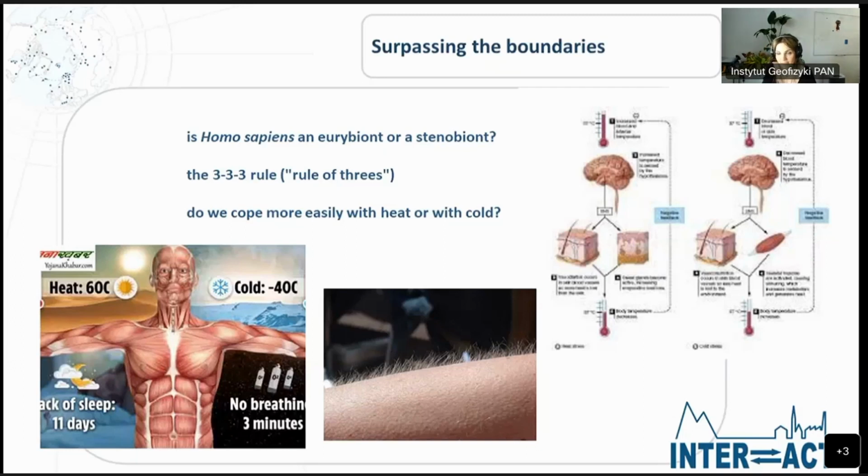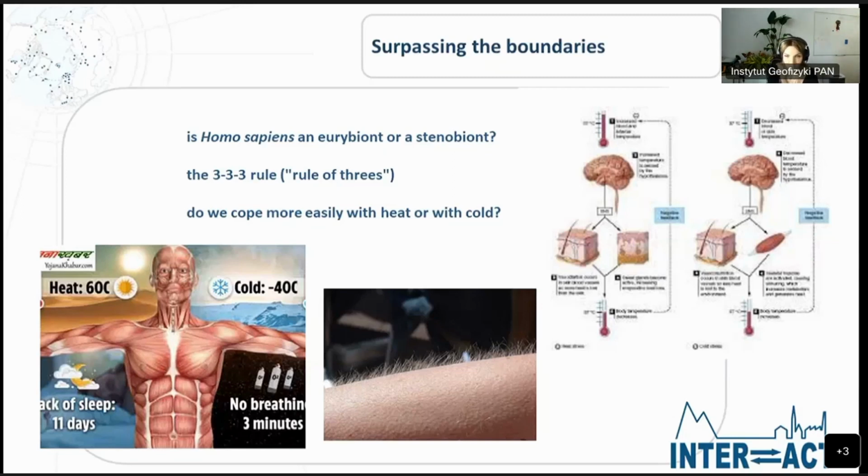So do we cope more easily with heat or with cold? Of course, it depends on the intensity of these factors and how extreme they are. Both extreme heat and extreme cold are able to kill us pretty fast. But actually, we are more adapted to endure cold for a longer time than extreme heat. Normally, you would be killed within minutes by heat at a temperature of 60 Celsius degrees, and for cold, -40.